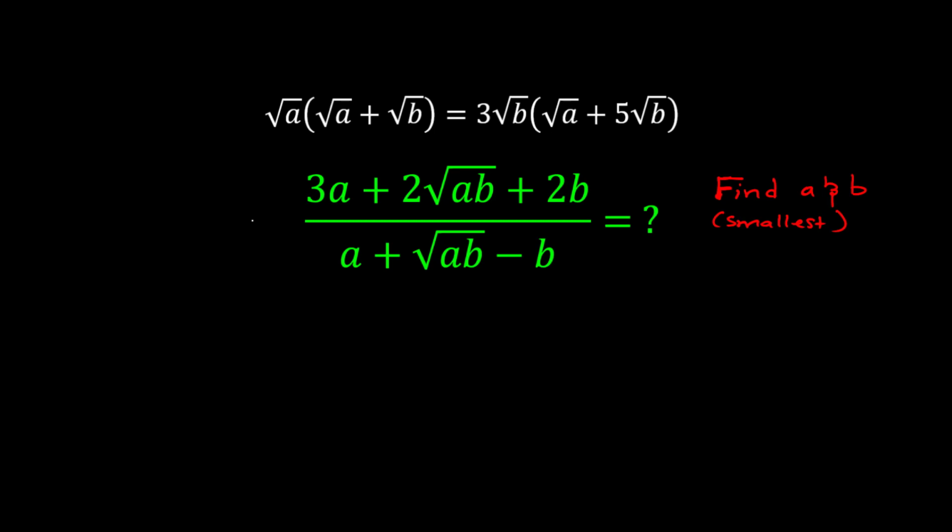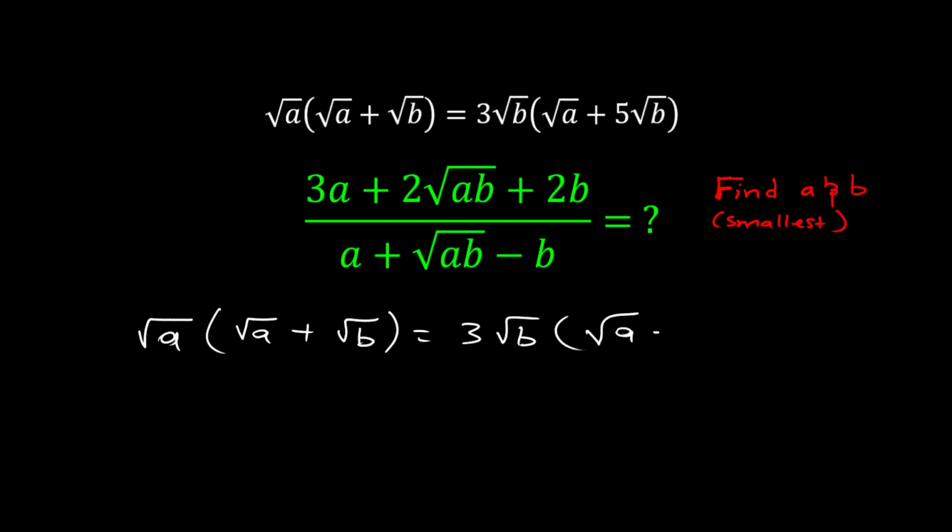Now, one smart way to look at it is that, seeing that we would multiply root a times whatever is in the bracket and root b times whatever is in the bracket, we could actually try and solve for root ab. So that is what I'm going to do here. Let me rewrite this as root a times root a plus root b is equal to 3 root b times root a plus 5 root b.